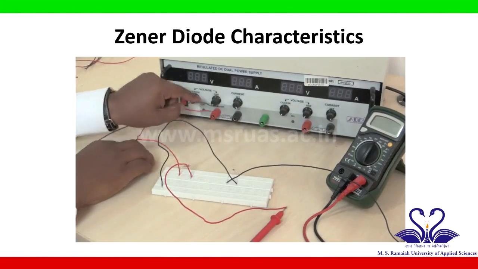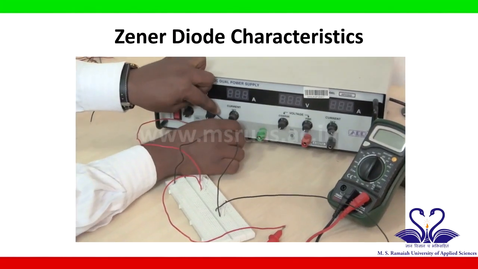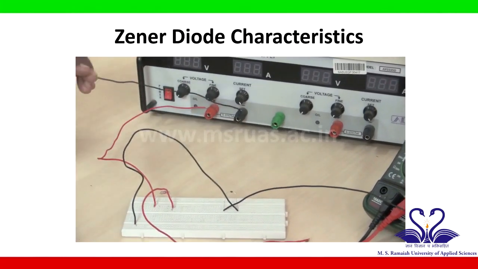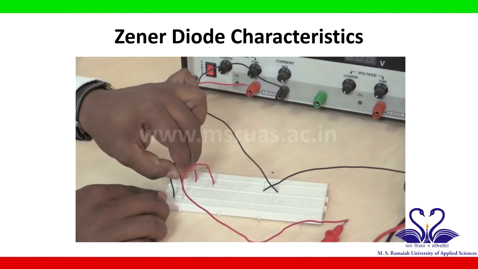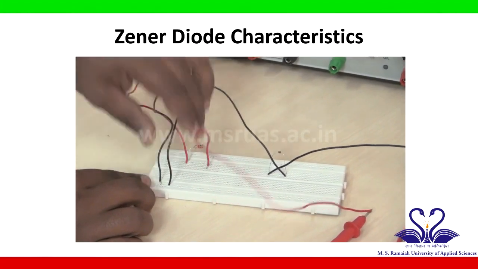The negative terminal of the voltage source is connected to the ground. So this is the negative terminal of the voltage source, which is connected to the ground. Ground is the first row of the bottom line in a breadboard.